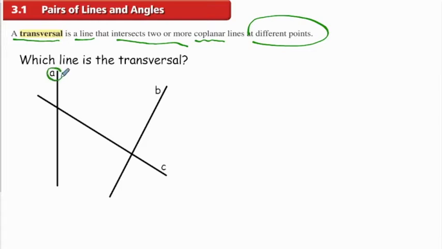Well, if we look at line A and follow it down, line A only touches one line at one point. If we look at line B and follow it down, we see that line B touches only one line at one point. But when we look at line C and follow it, we see line C touches line B and touches line A. So line C is the transversal.